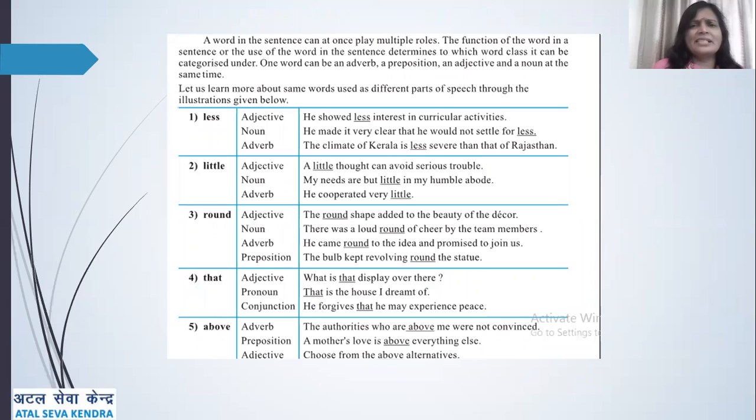A word in the sentence can play multiple roles at once. The function of the word in a sentence, or the use of the word in the sentence, determines which word class it can be categorized under. Always remember, one word can be an adverb, a preposition, an adjective, or a noun. All right. So let us learn more about same words used as different parts of speech through some illustrations.